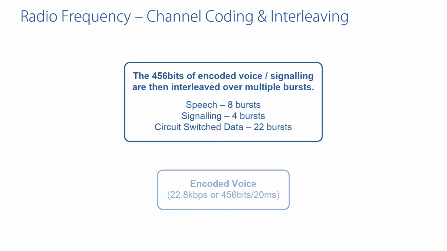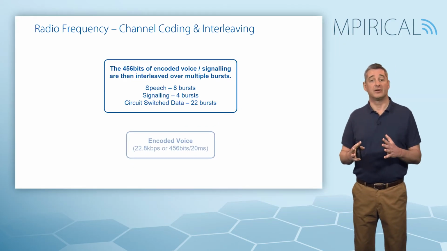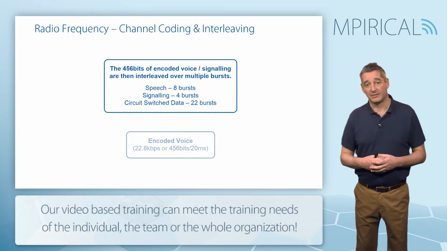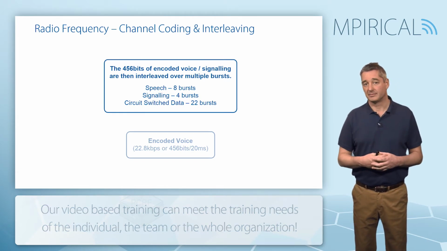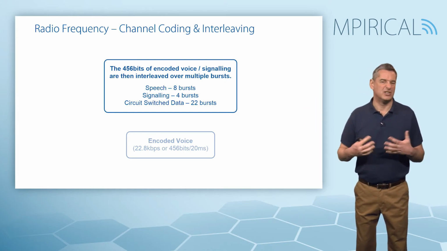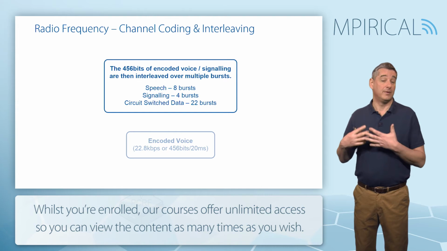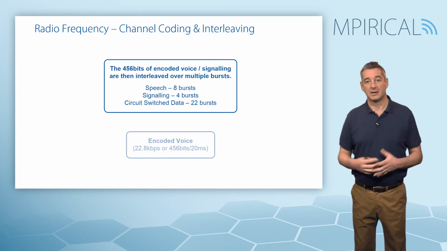So what do we do with these 456 bits of information? Well, we then spread them out, or interleave them, across a number of bursts. In the case of speech, we spread them across 8 bursts, which means should we lose a burst due to a spike of interference across the radio link, we will only be losing 12.5% of our voice. And our convolutional encoding process is capable of correcting for that degree of mistakes. However, for signalling, we only send it across 4 bursts. And for circuit switch data, which is fairly uncommon today, we would actually spread it across 22 bursts. The benefit here is that if we lose a burst now, we'll be losing an even smaller sample from one 456-bit block of information.